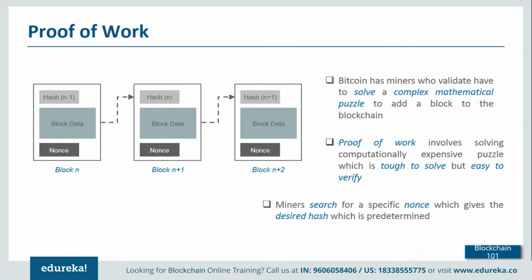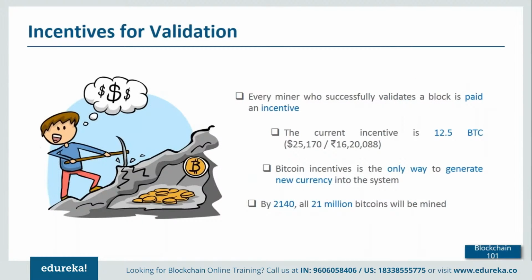Now you might be wondering, why would anyone actually waste their time solving these mathematical puzzles? That is because they get a specific incentive. Every miner who validates a block, that is, who creates a block which goes on to become a part of the blockchain system, gets a reward of 12.5 bitcoins. Now 12.5 bitcoins is not a small amount. Given today's market value of Bitcoin being close to $3,500 a Bitcoin, it would be close to $44,000 that you make from mining a new block. Imagine, $44,000 is a huge amount.